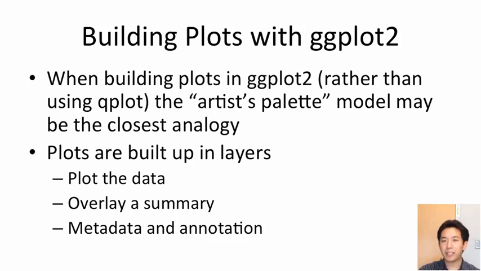So the idea is that plots are built up in layers, okay? The most fundamental layer, of course, is the data. So the first thing you usually start with is you tell ggplot about the data that you're working with and some basic aesthetics, like if you're making a scatter plot, here are the x and the y variables. Then you might overlay a statistical summary, like a smoother or regression line, something like that. And then on top of that, you might have some metadata or extra annotation for the plot.